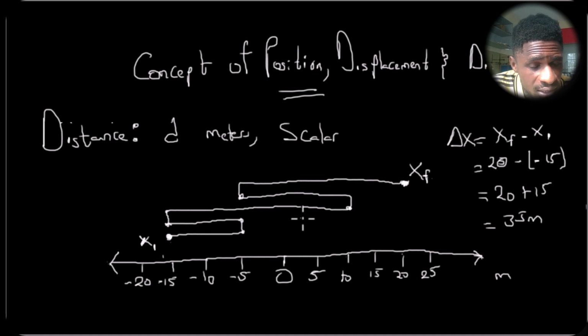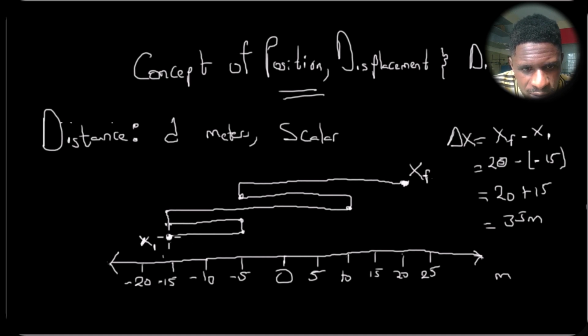But that's not what we are concerned with. We want to know the total length or the actual path taken by my object in this motion, hence the name distance. Now for distance, we are going to be calculating distance the same way we are calculating displacement at every junction. What do I mean?